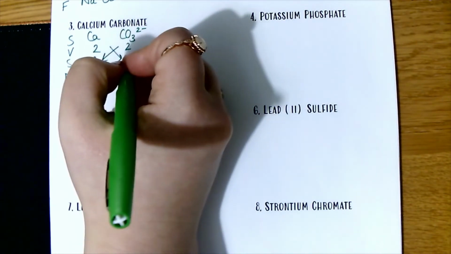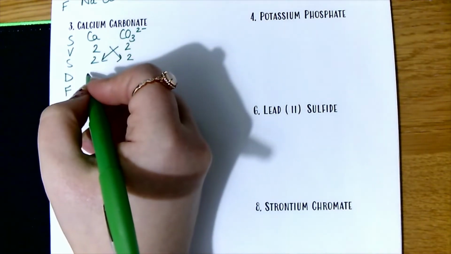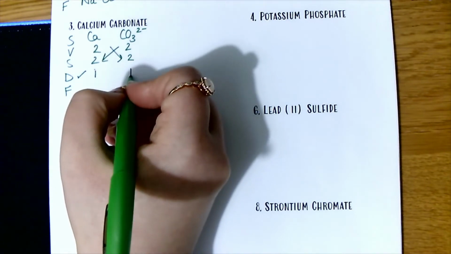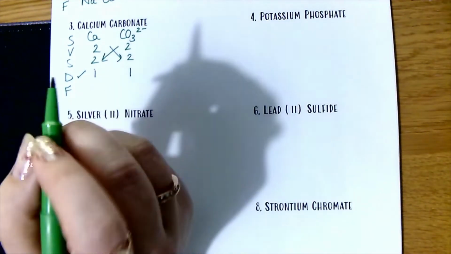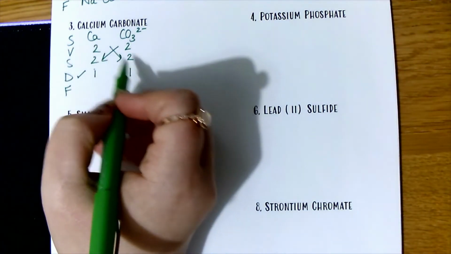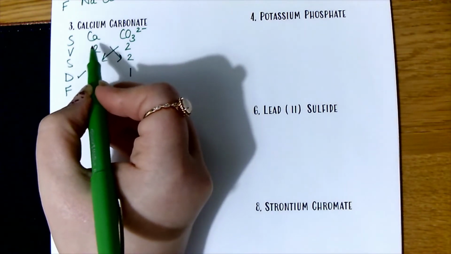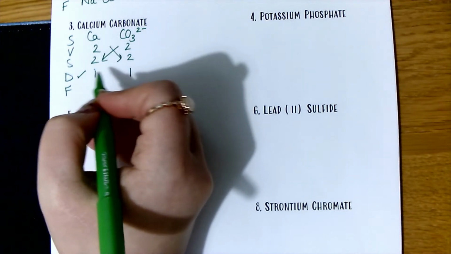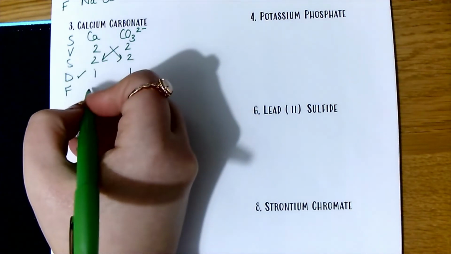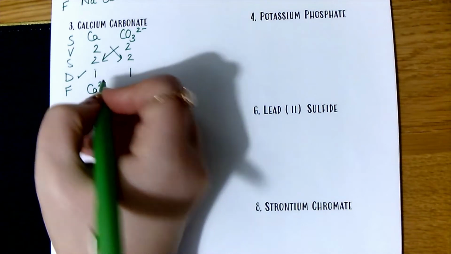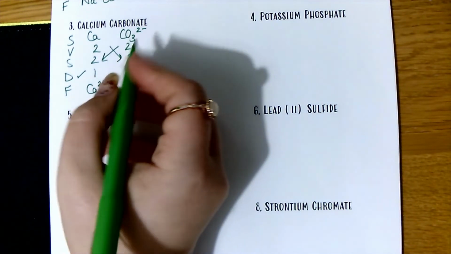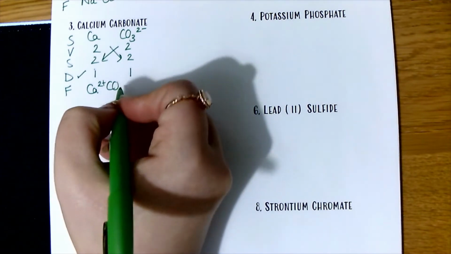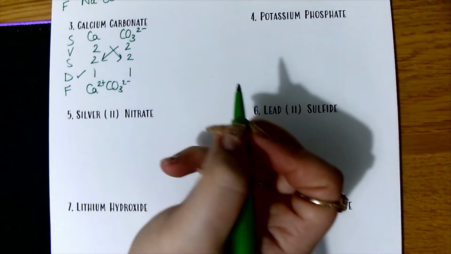We swap these valencies over. We can divide them this time, so 2 divided by 2 is 1 and 2 divided by 2 is 1. And then we can write our formula. Now, when you write your formula, your charge does not change from this initial valency, even though you have divided down. So your charge stays the same. So we're going to have Ca 2 plus, and we've got 1 of them, and we've only got 1 carbonate ion, so we can write that CO3 2 minus, and that's our final answer.